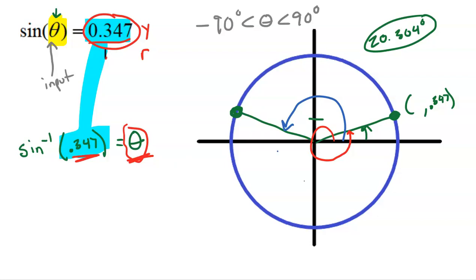I have to think about it. And that's where it's not very hard. You just got to think about reference angles. If this angle right here is 20.304 degrees, so is this angle right here. That means if I take 180 degrees, a half a circle, and I subtract the 20.304 degrees, I will get that blue angle that, guess what, also has a y value of 0.347.